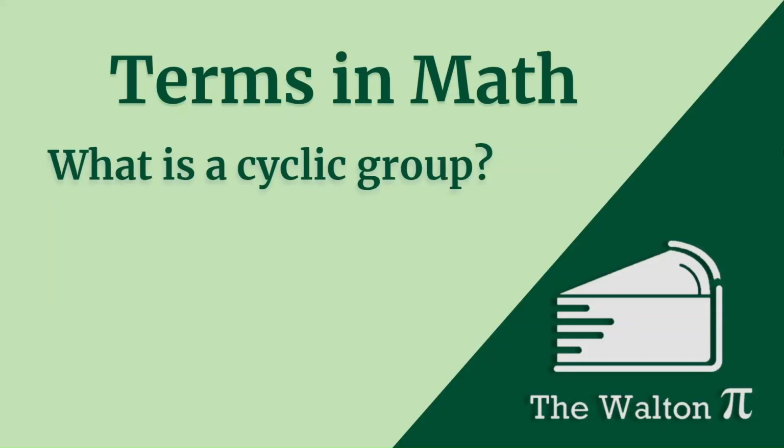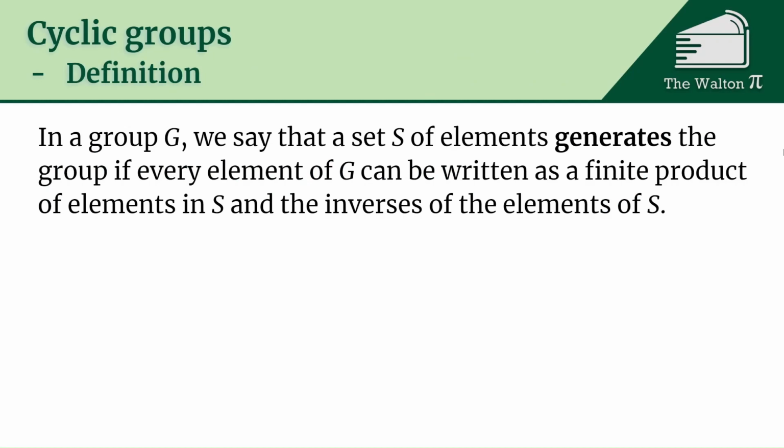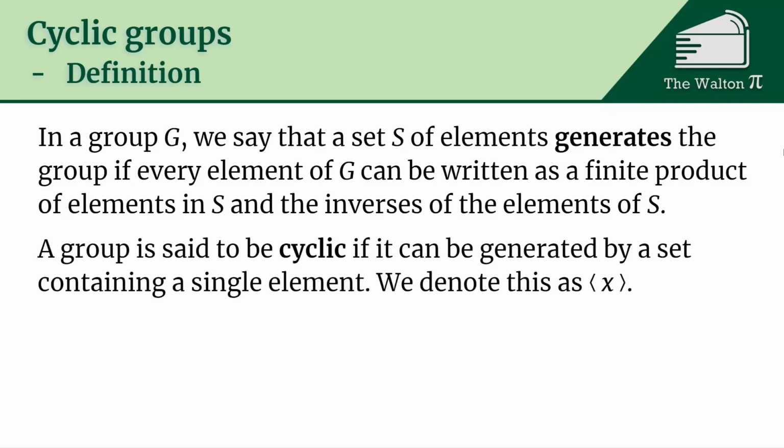Today we're going to be talking about what it means for something to be a cyclic group. So remember, in a group G, we say that a set S of elements generates the group if every element of G can be written as a finite product of elements in S and the inverses of the elements in S. And then a group is going to be cyclic if it can be generated by a set containing a single element. We denote this as angle bracket X close angle bracket. That just means that it is the set generated by X.